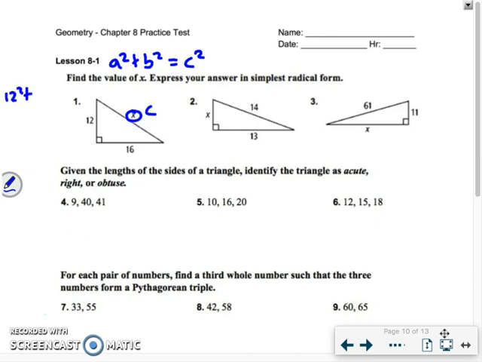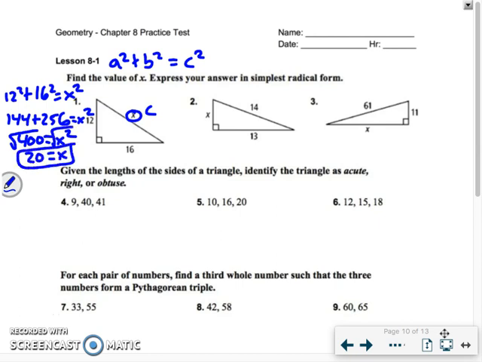We have 12 squared, we have 16 squared, and we have x squared. We also talked about Pythagorean triples, and this is one of them. If you recognize it, then you can skip some of this work, all right? But we have 144 and 256, adding to 400. The last step should always be taking the square root and seeing if it's a perfect square or not. This time, 20 is that hypotenuse for number one.